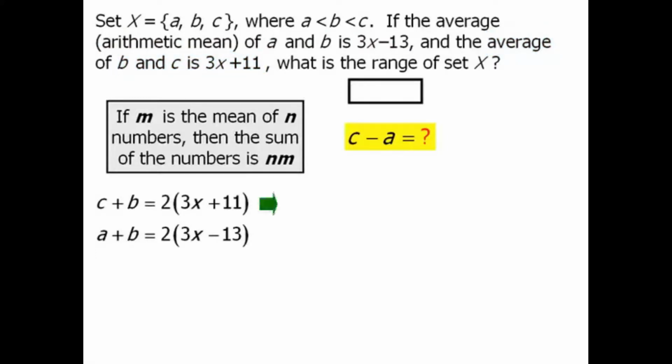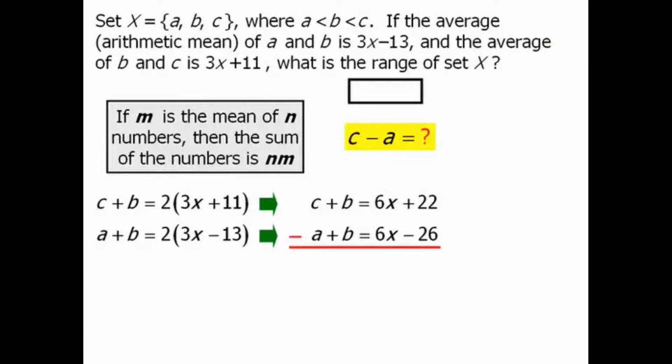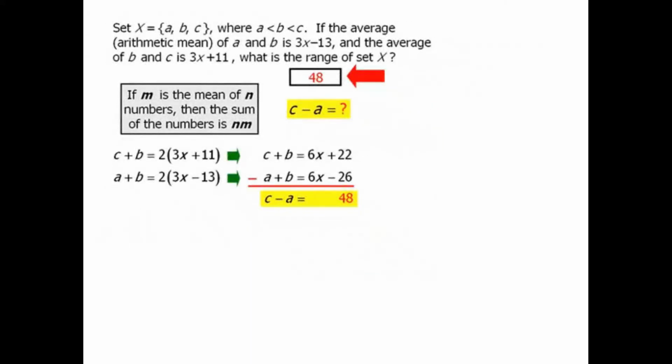At this point, let's take the top equation and expand the right-hand side, and take the bottom equation and expand its right-hand side. From here, notice what happens if we subtract the bottom equation from the top equation. On the left-hand side, the b's cancel out, leaving us with C minus A. And on the right-hand side, first the 6x's cancel out, and then when we subtract negative 26 from 22, we get 48. So C minus A equals 48. So our range must equal 48. So we'll now go up here and enter 48.